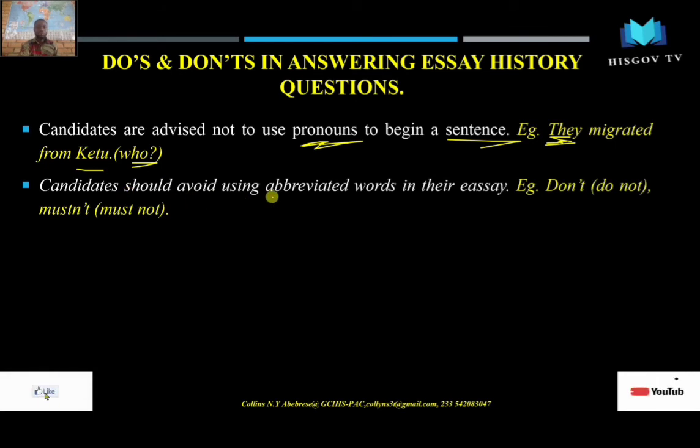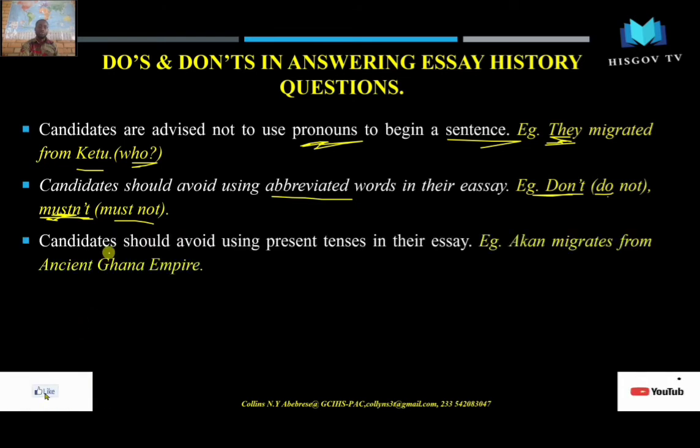Again, candidates should avoid using abbreviated words in their essay. So don't abbreviate your words, you write them in full. For instance, if you are writing do not, don't say don't. Write do not instead of don't. So don't write don't, but write do not. Mustn't, write must not. So all words should be in full, no abbreviation.